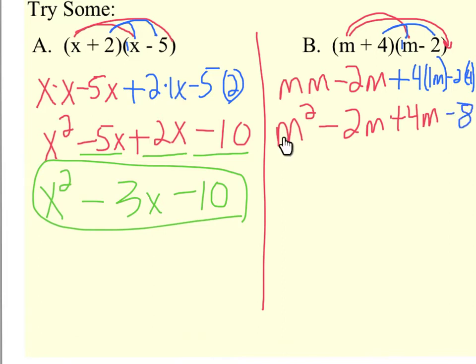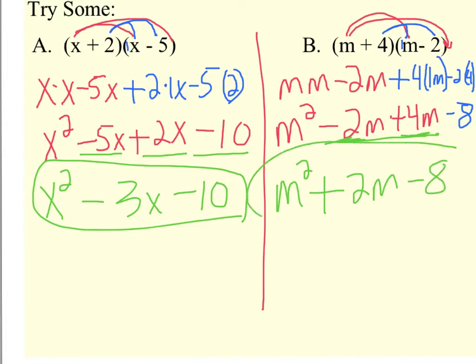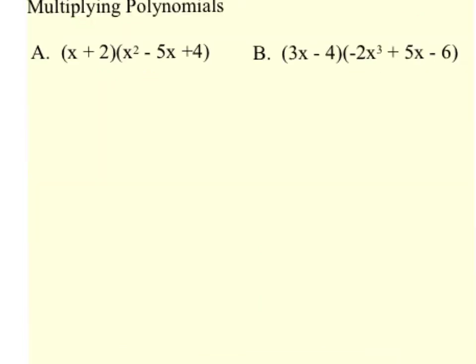So let's combine like terms. Let's combine these middle terms. So the m squared will come down, and I have negative 2m plus 4m is positive 2m. And the minus 8 will join us right there. Second degree trinomial again. All right. Now what we're going to do is have a binomial multiply a trinomial. Same thing, it's just more distributing.